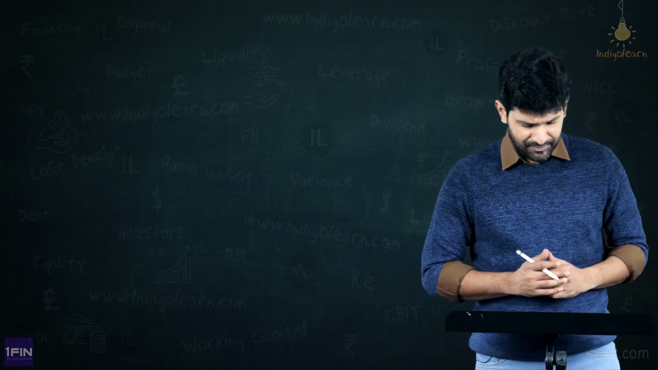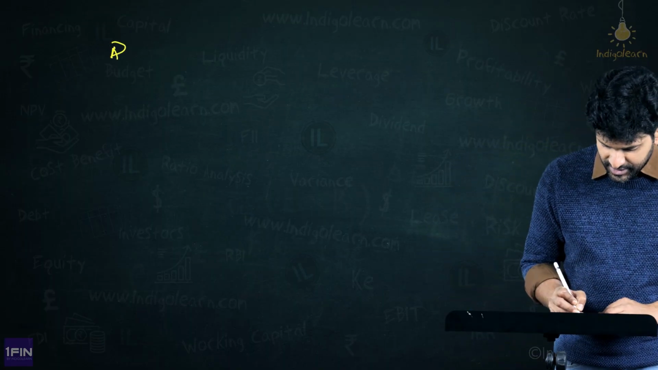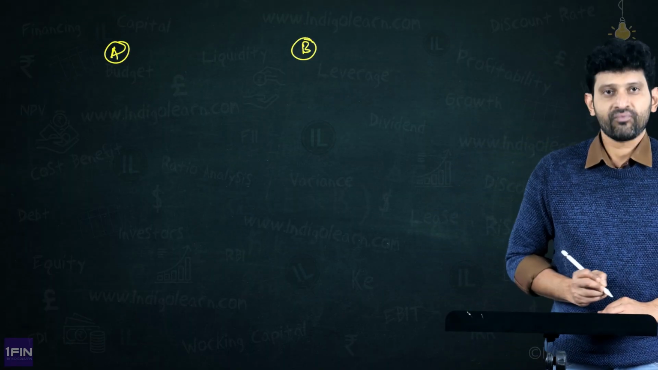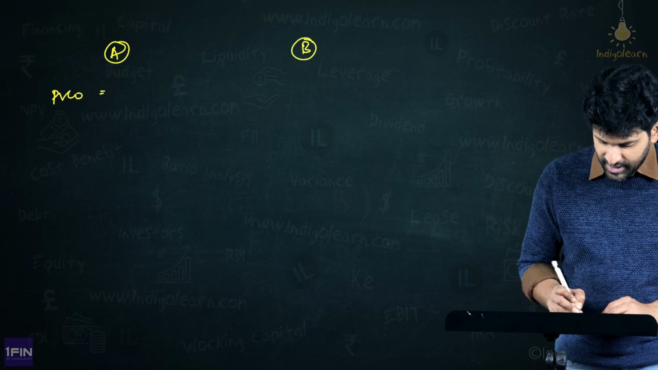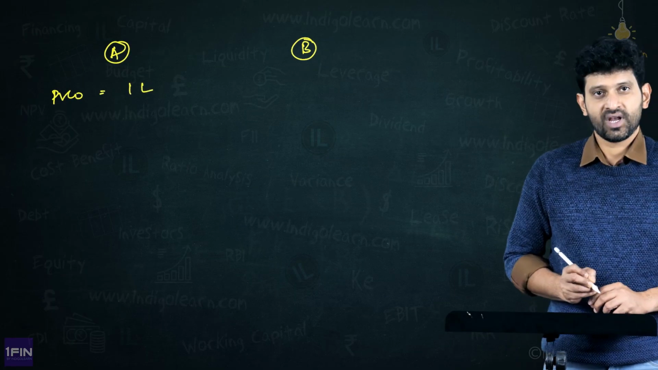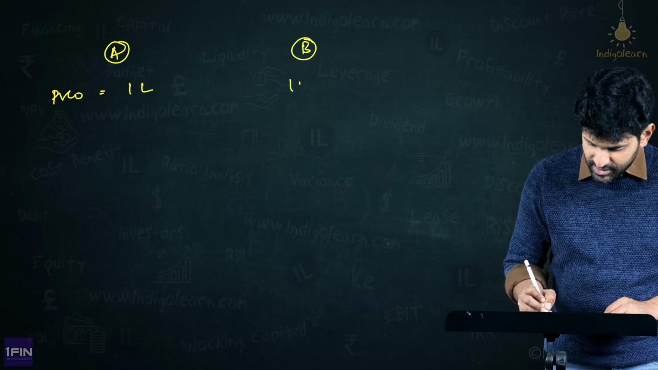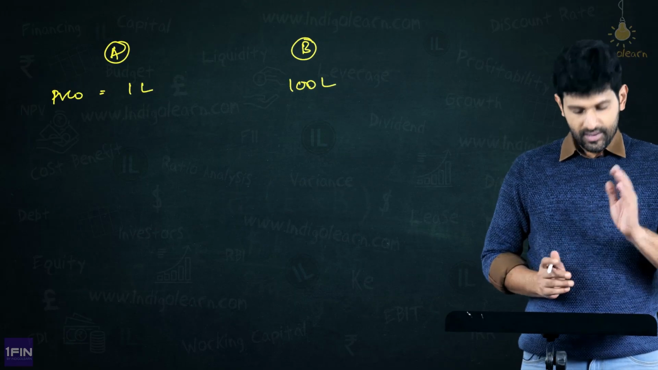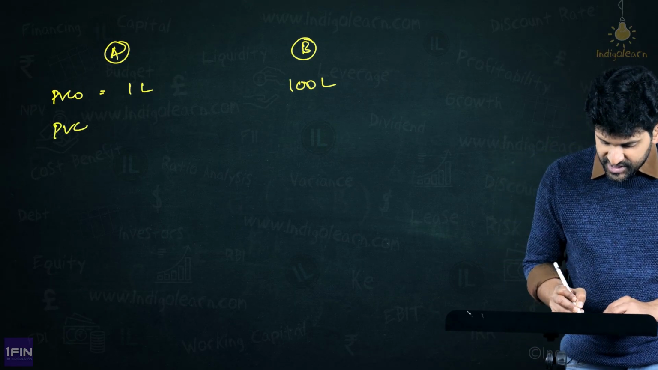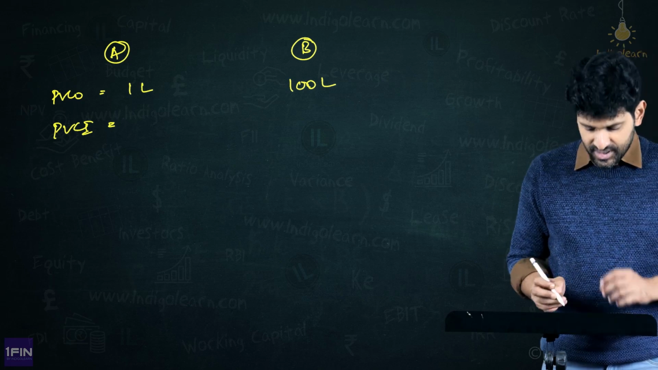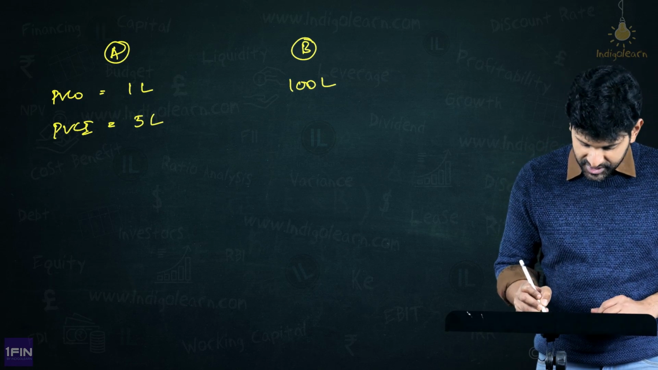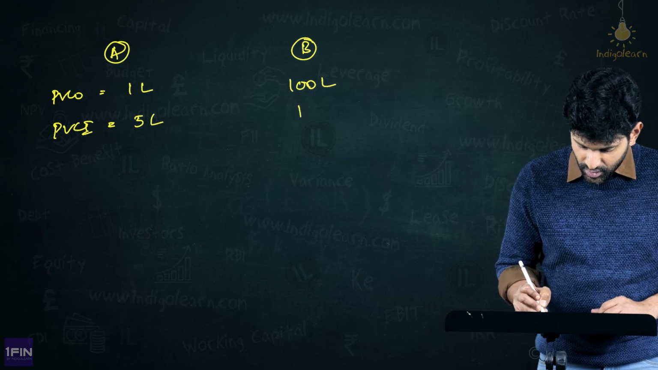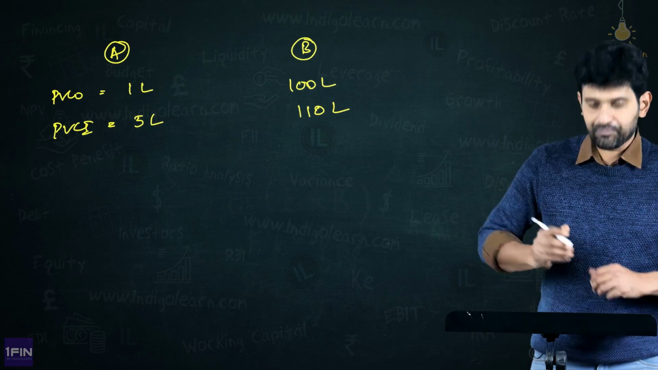Let us take a small example. Let us say there are two projects, project A and project B. Let us say the PVCO of project A is 1 lakh, and the PVCO of project B is 1 crore. Then the PVCI of project A, say, is 5 lakhs, and the PVCI of project B, say, is 1 crore 10 lakhs.